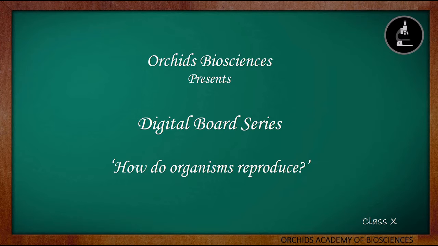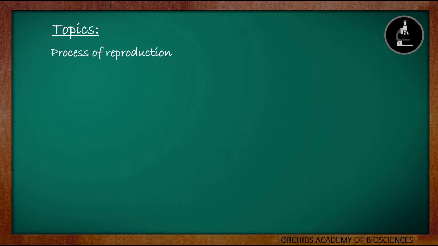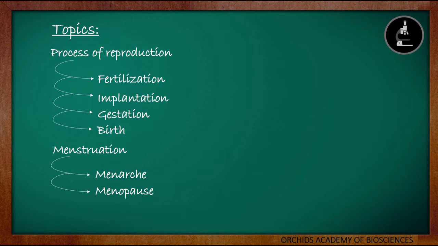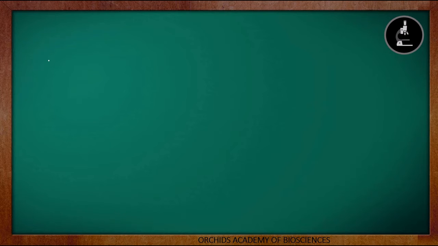In this video, we will discuss the process of reproduction, which involves various steps starting with fertilization, followed by implantation, gestation, and finally birth. We will also discuss what will happen if the egg is not fertilized and how it is removed from the body by the process of menstruation. We will also look at what is menarche and menopause. After that, we will discuss reproductive health and various methods devised to avoid pregnancy. So let's study the various steps in the process of reproduction.